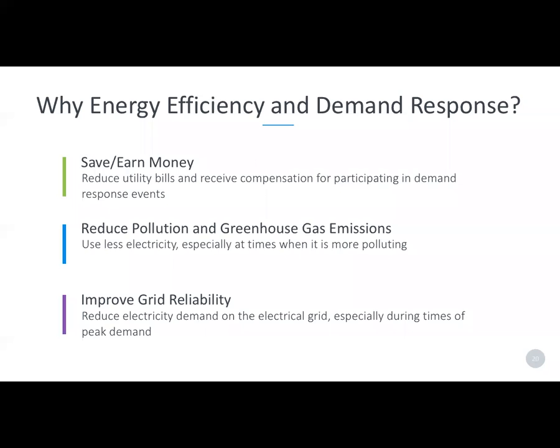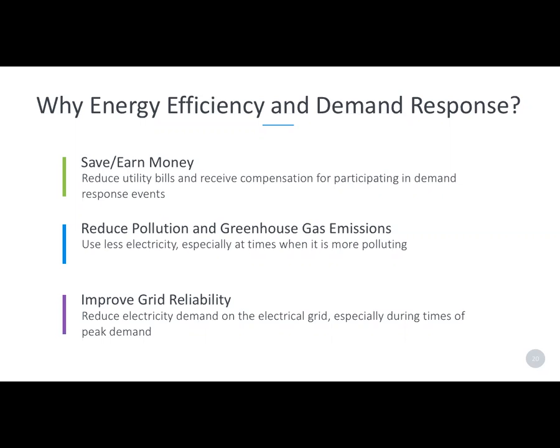So instead of running certain equipment at times when the price of electricity is highest, you can run it at other times. Or you can have different technologies that help you use less energy. For example, more efficient lighting, insulation, or all kinds of different technologies you could use where you use less energy. And as a result of that, you save money on your electric bill every month.